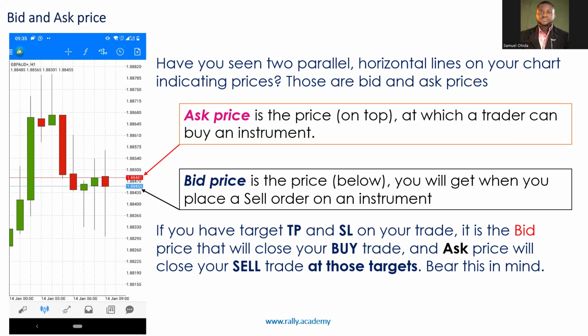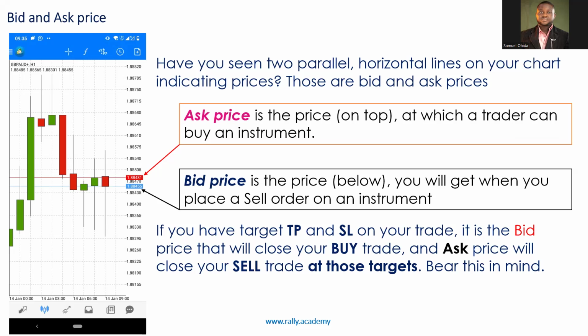Now, note something. When you place a trade, the reason why you first get the trade at negative is because the trade is given to you at ask price. You only be in profit when both your ask price and bid price have crossed where you enter the market. When you place a sell in the market, that sell will be given to you at bid price. You only be in profit when your bid price and your ask price have crossed below where you enter the market. Now, when you place a take profit and stop loss, it is the bid price that will close your buy trade and the ask price will close your sell trade at those targets.